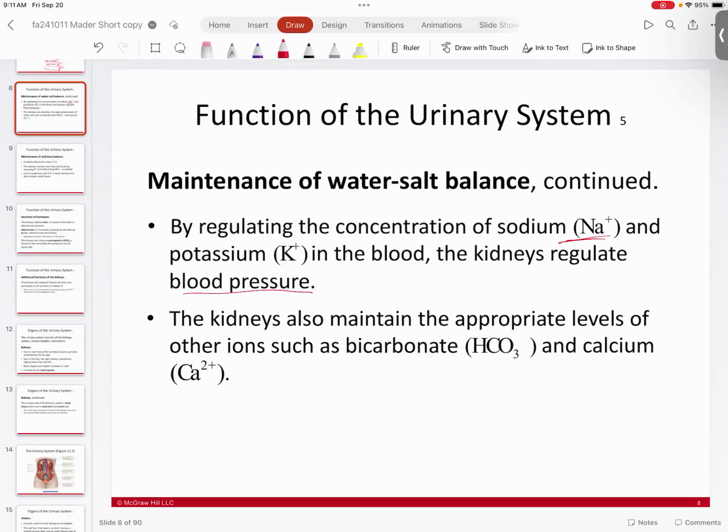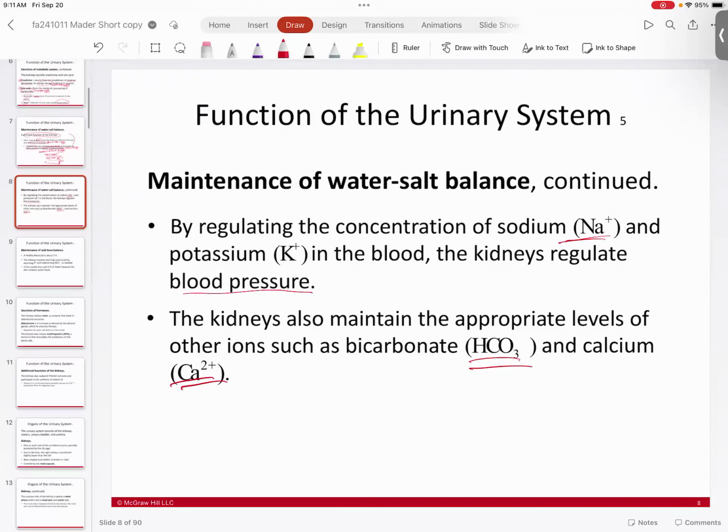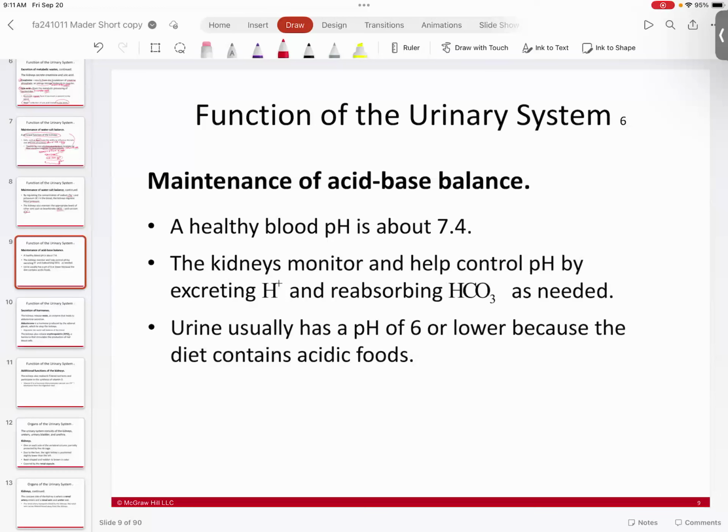And there are also other ions that the kidneys will maintain, for instance, the bicarbonate ion and the calcium ion as well. All of these will also have an osmotic effect on water. As part of the salt water balance, they also maintain acid base balance. For instance, your physiological pH, that is to say of your blood and of your body fluids, is about 7.4. Now, in order to maintain 7.4, the kidneys are constantly monitoring the pH.